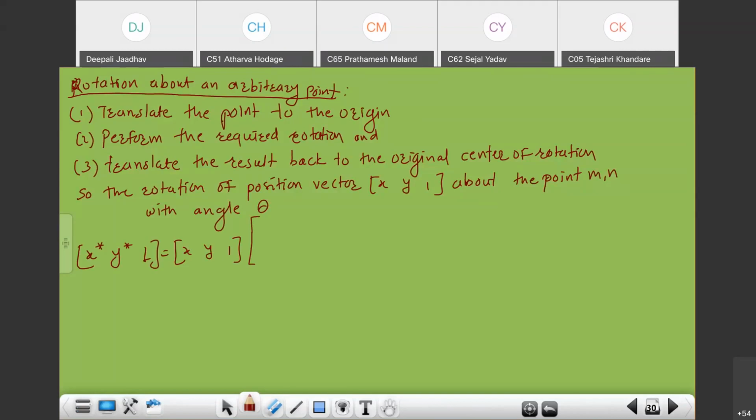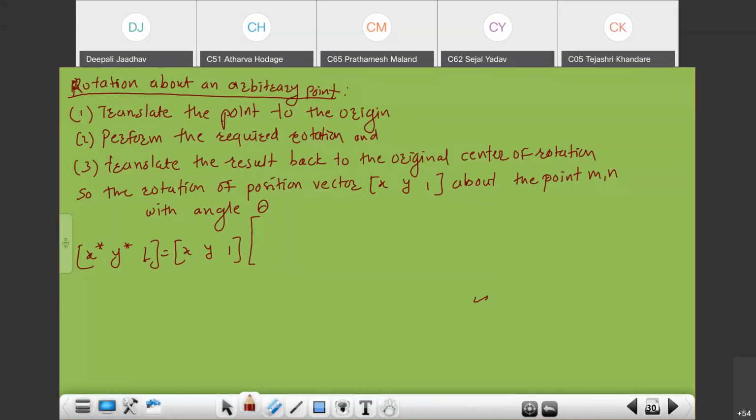Now here three steps are there, so we require three transformation matrices. First, to translate the point to the origin. If it is not at the origin, translate that point mn to the origin. Then perform the required rotation, which requires the second transformation matrix. And the third one is to translate the result back to the original center of the rotation.